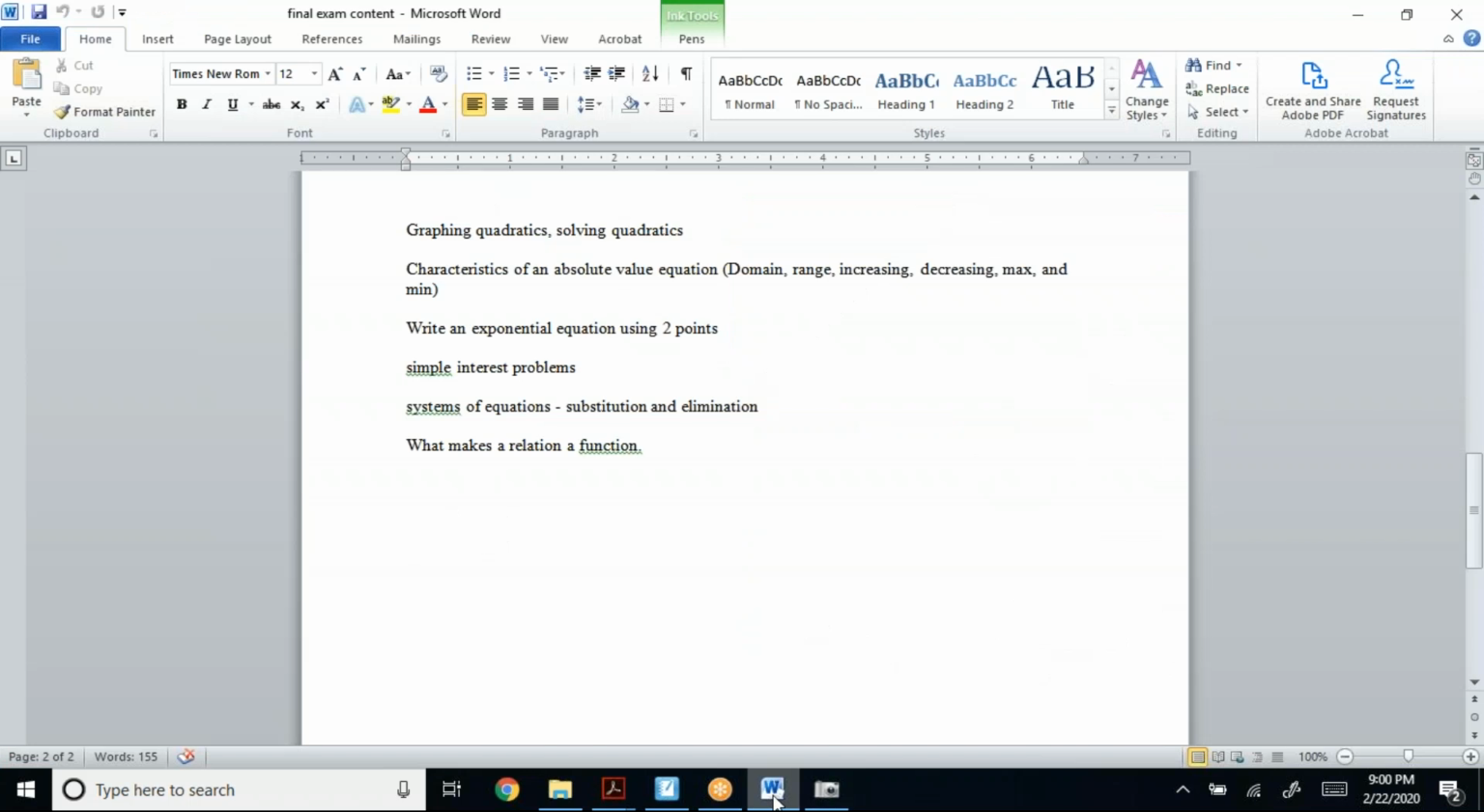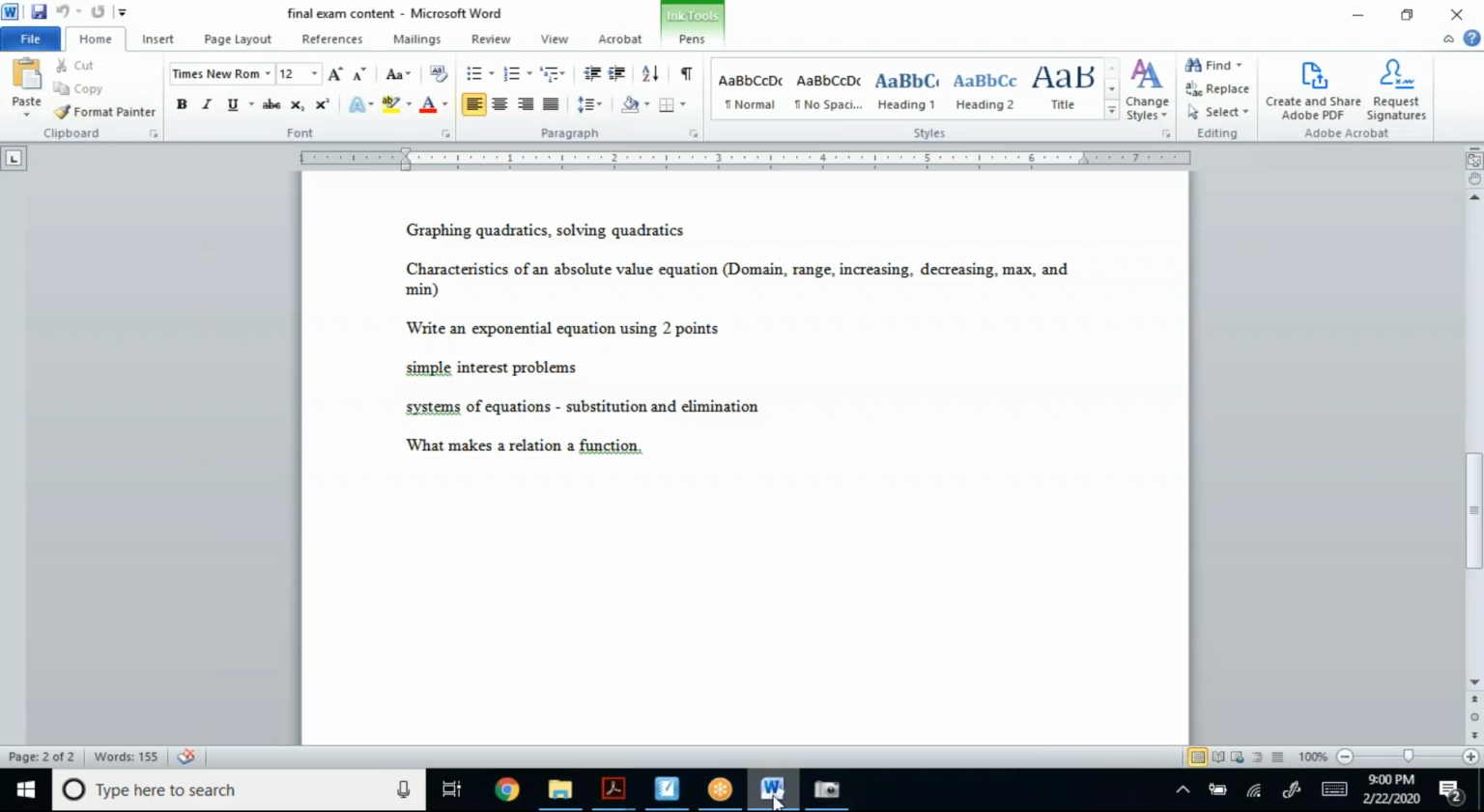Let's see what else. Write an exponential equation using 2 points. That was one we did the other night. We give you 2 ordered pairs and say find the exponential, right? Make sure you can do that. Simple interest problems. Make sure you can do those. You put so much in this account at 5% interest for X amount of years. Little simple linear ones. Systems of equations, substitution or elimination. Make sure you can do those.